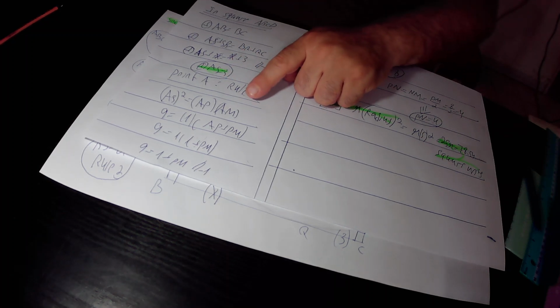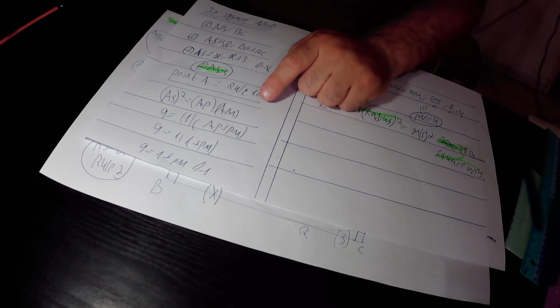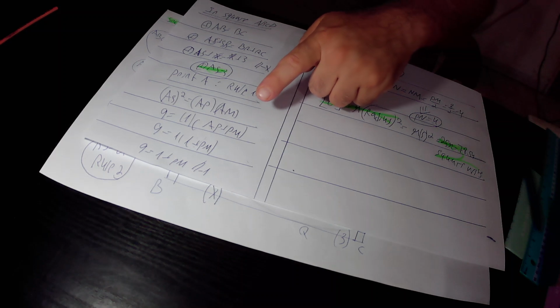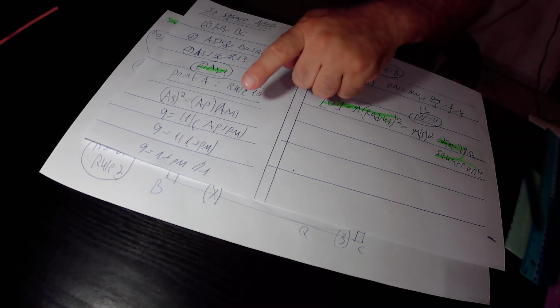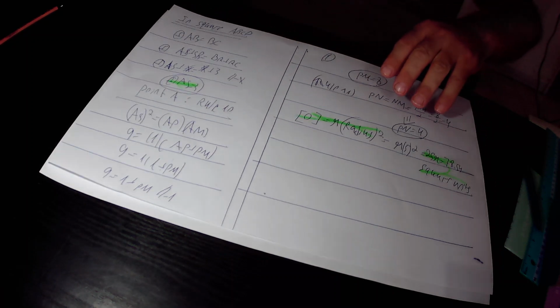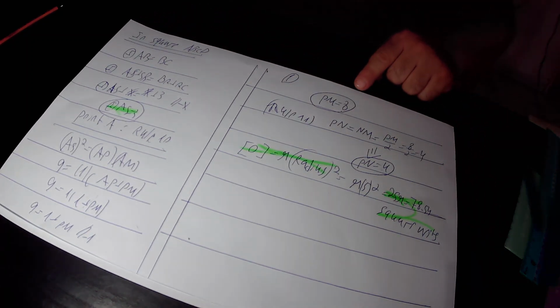AP is 1 and AM equals AP plus PM. So in total, 9 equals AP plus PM. AP is 1 plus PM. So in total, 9 equals 1 plus PM. Here we subtract 1 from this equation, and finally find that PM equals 9 minus 1, that is 8.